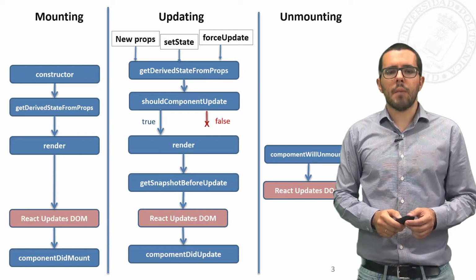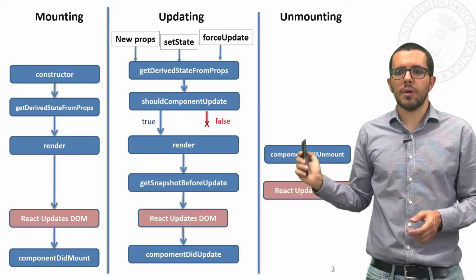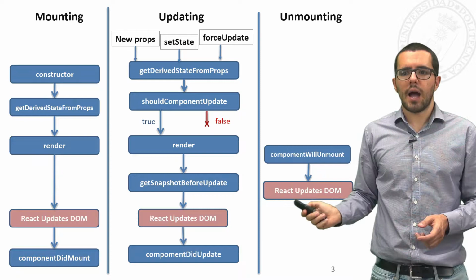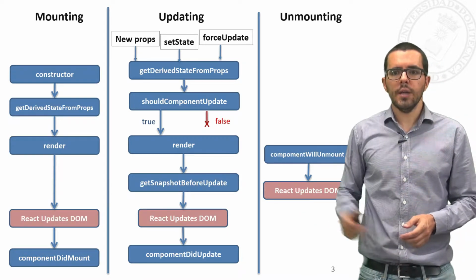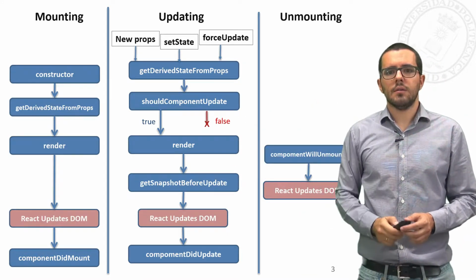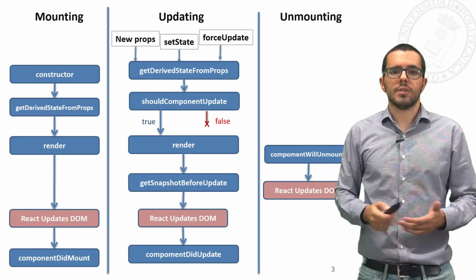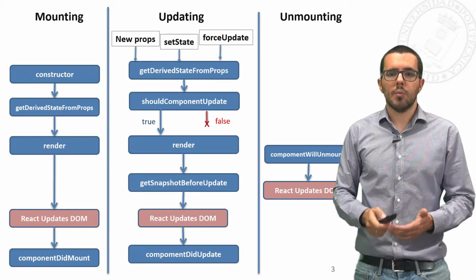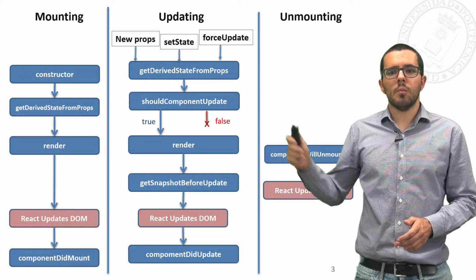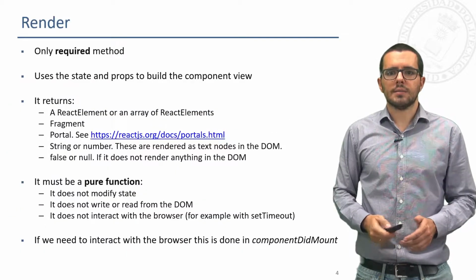And what about the unmounting process? Just one method, componentWillUnmount, and then React updates the DOM. Okay, so these are the three phases or cycles of the React component lifecycle. Let's see one method at a time.